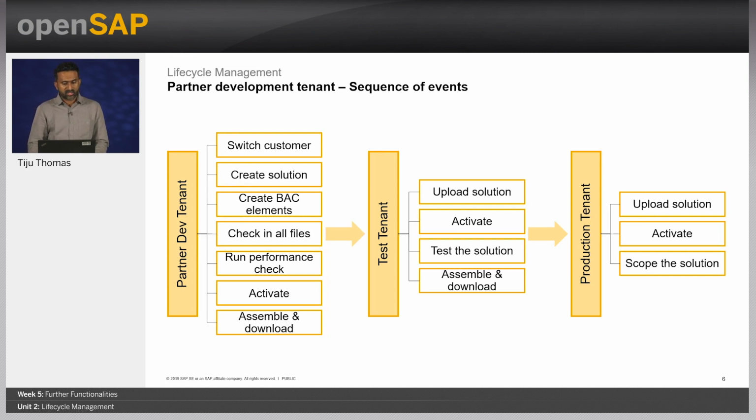Once you switch the customer, you can create a solution, create bug elements, check in all the files, run the performance check of the solution, and activate, assemble and download the solution. And you could move it to the test tenant as I already explained, upload the solution, activate, and test the solution further. You could further assemble and download from your test environment and then move it to the production tenant, upload it, activate it and scope it for productive use.